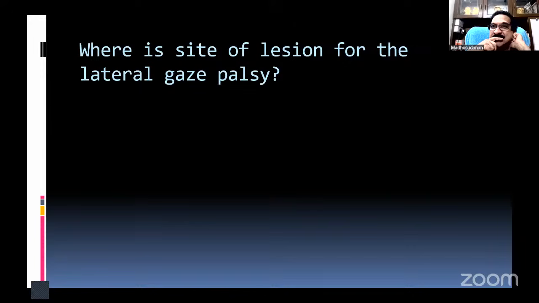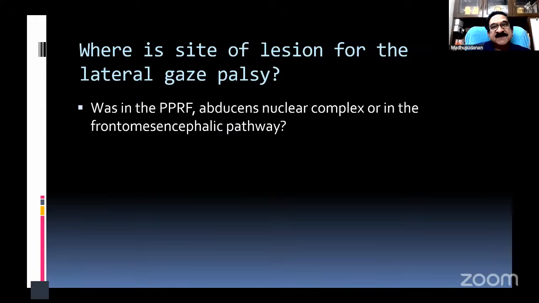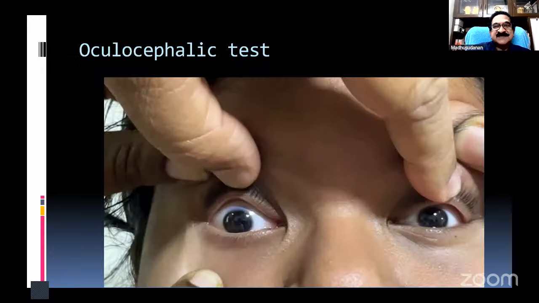So what will you do? What other tests to do? So let's take it: is it the PPRF, the abducent nuclear complex, or the frontomesencephalic pathway? What bedside test will you do? Oculocephalic reflex. Here the oculocephalic reflex is going to help us. So do the oculocephalic reflex.